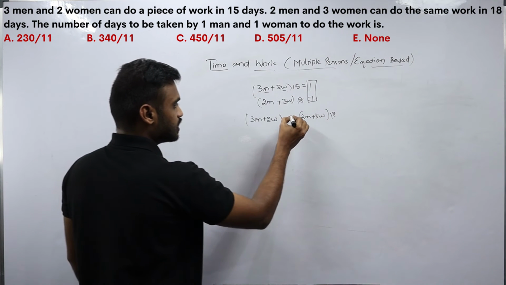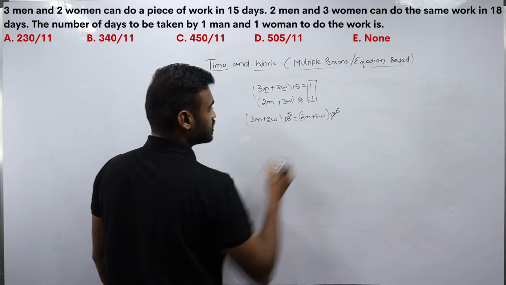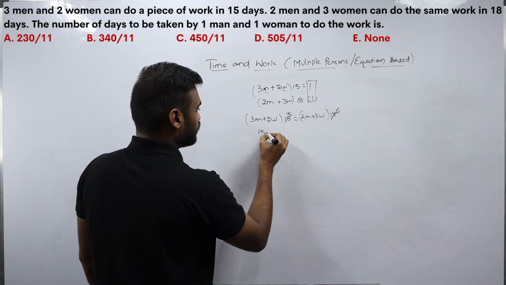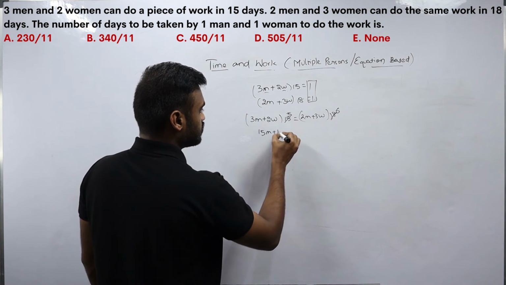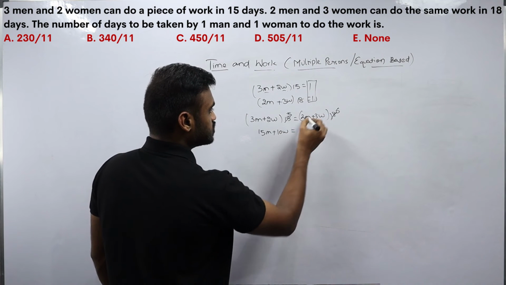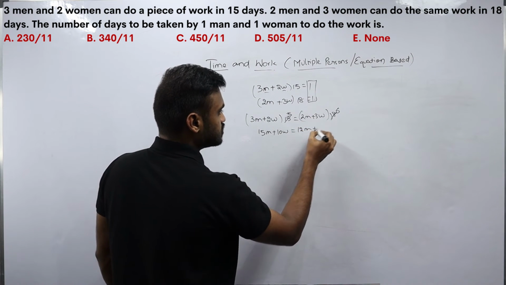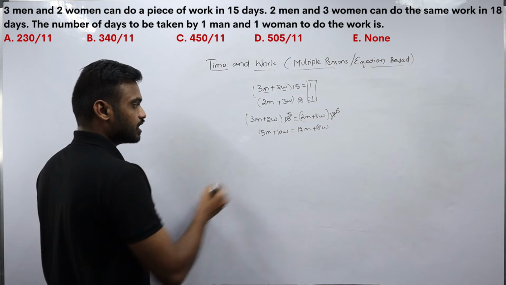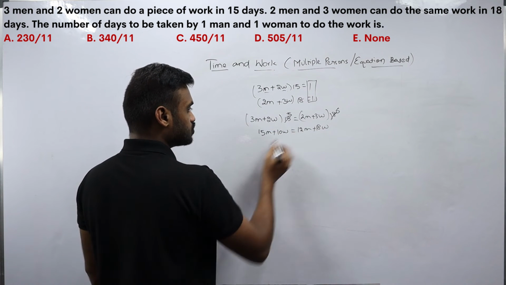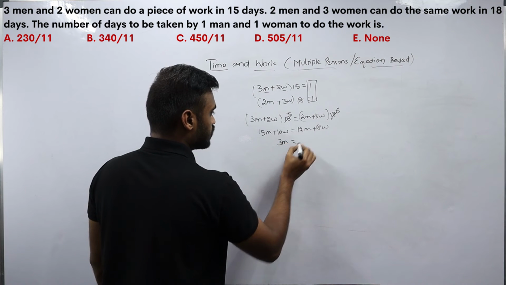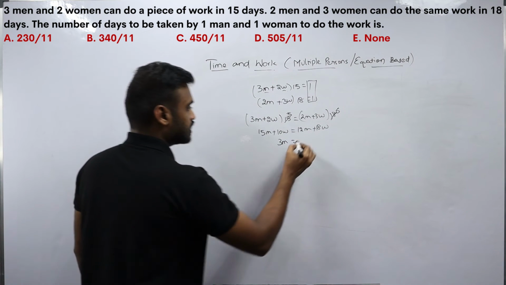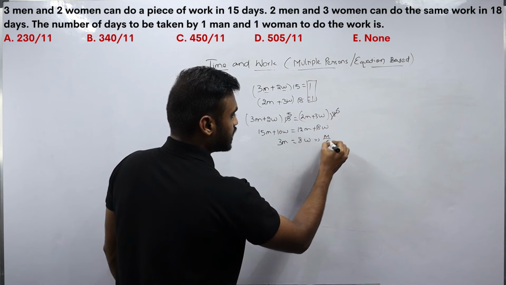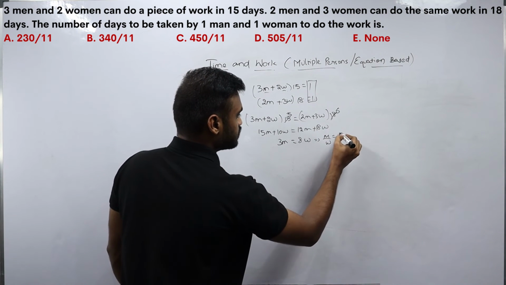If I cancel this, I will get 3 fives 15 and 3 sixes 18. Now there is no cancellation, and if I multiply this, 15 men plus 5 twos 10 women equal to 6 twos 12 men plus 6 threes 18 women. Now if I send men to the left-hand side and women to the right-hand side, I will get 15 minus 12, that is 3 men, equal to 18 minus 10, that is 8 women. So we can write it as men by women equal to 8 by 3.